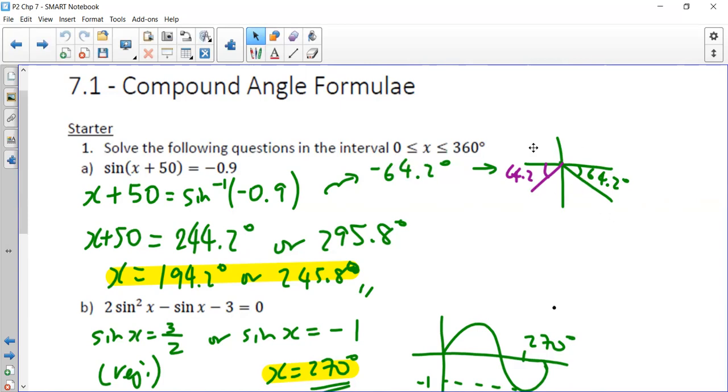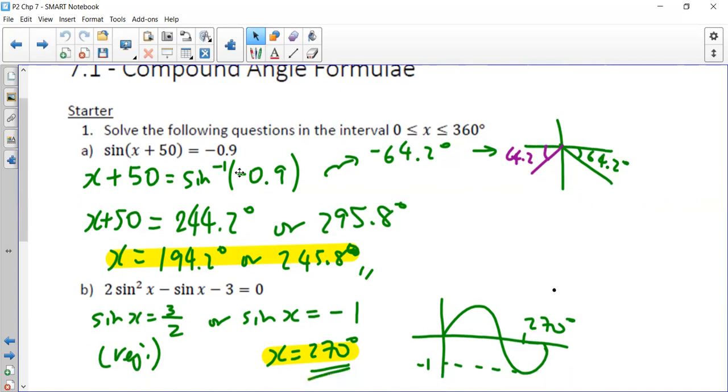Anyway, if I recall using the CAST diagram, I can use it every time. So inverse sine, I got negative 64.2. So I go in the negative angle direction, and then to work out the actual answer, which belongs to the range of 0 to 360 degrees, I'll go in the clockwise direction. So 180 plus 64.2, that answer, and then 360 minus that. Then you do minus 50.